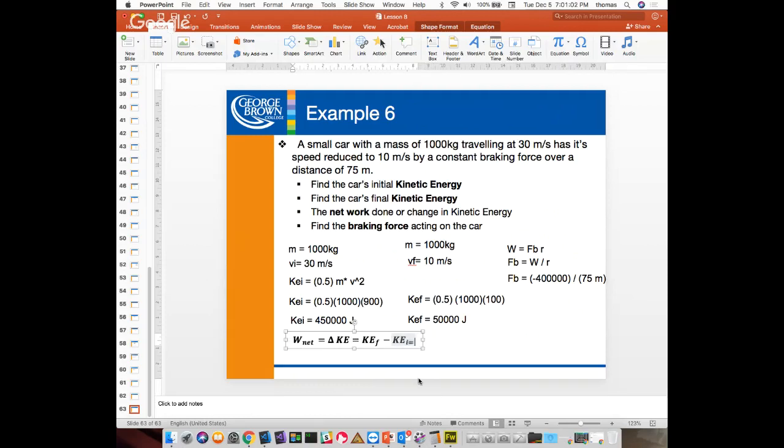Love this. See if I can get out of the equation. There we go, which is equal to 450,000. Actually, no, it's the other way around. It's 50,000 minus 450,000, which is equal to 400,000.